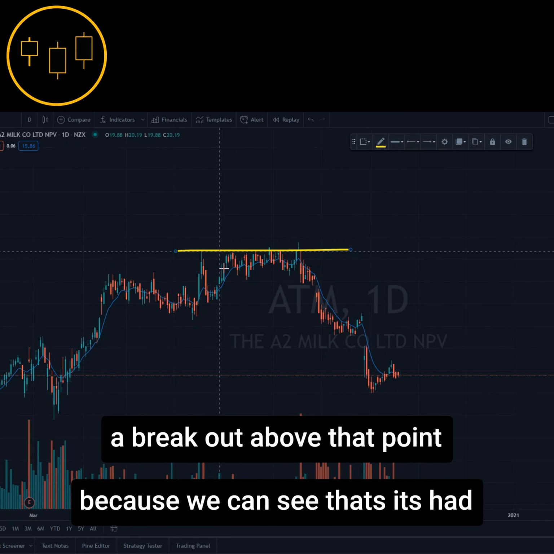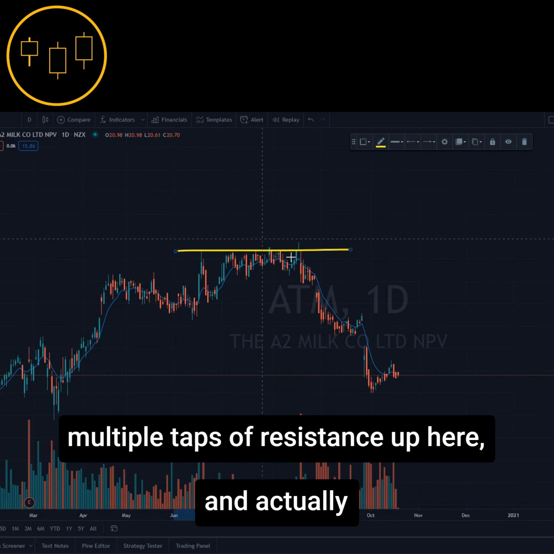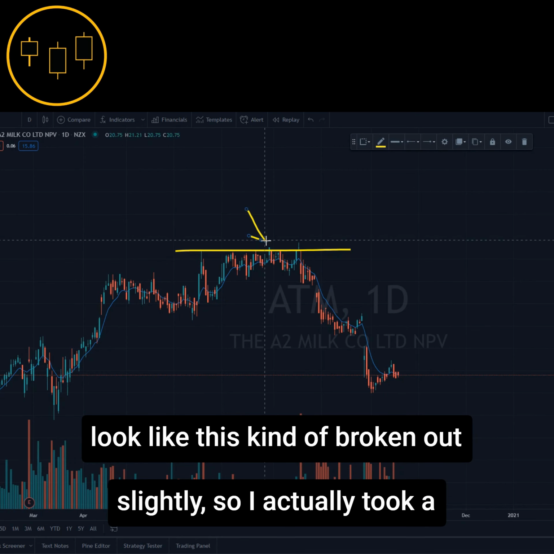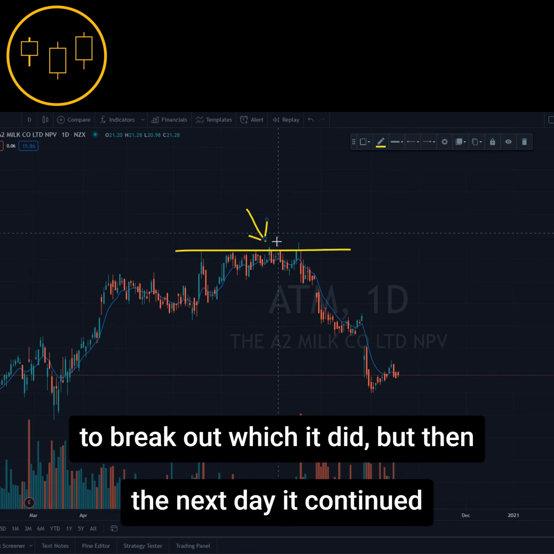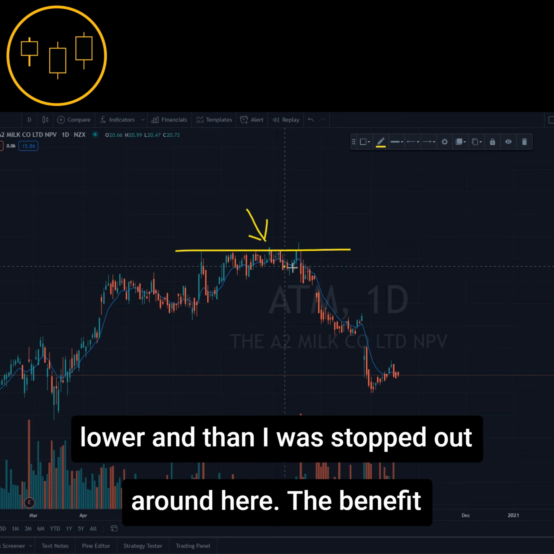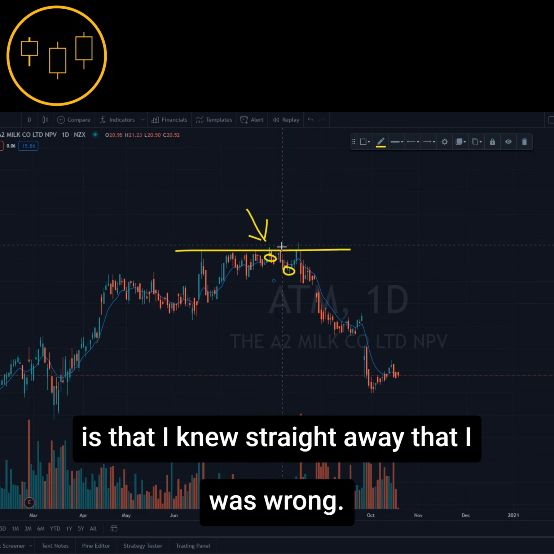On another side, if we were traders, then we're probably looking for a breakout above that point, because you can see that it's had multiple taps of resistance up here. And here it's actually looked like it's broken out slightly. So I actually took a trade around here because I thought it was going to break out, which it did, but then the next day it continued lower, and then I was stopped out around here. The benefit is that I knew straight away that I was wrong.